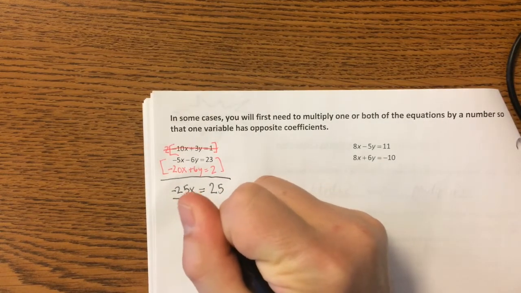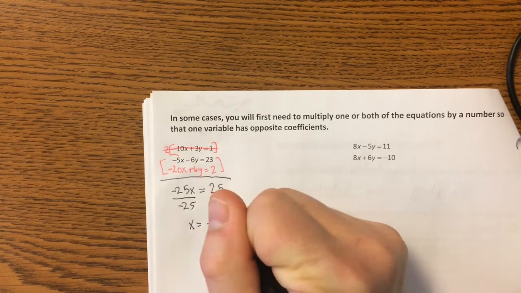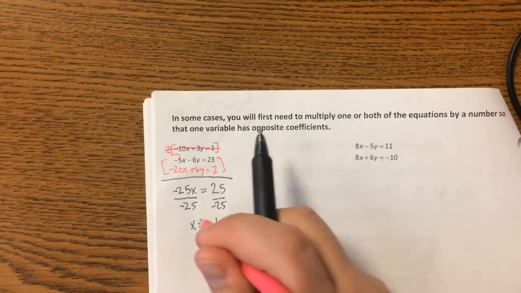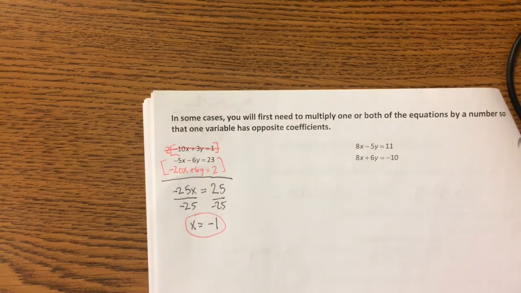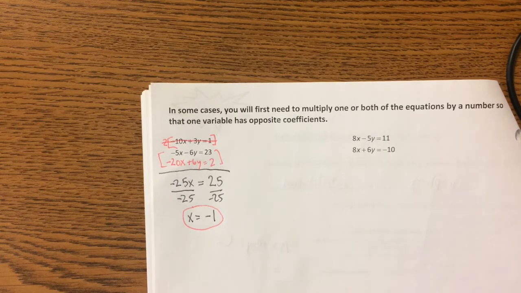I'll divide both sides by negative 25 and get x equals negative 1. So now I've got the x, and now I need to get the y. From here, you solve it the same way as we did before, the same way we solve by substitution. You're going to take that number and plug it back into one of the equations. And again, it doesn't really matter which one. You just pick one.